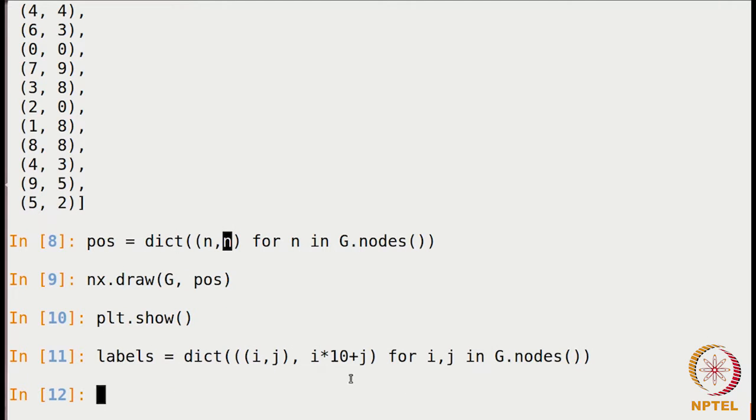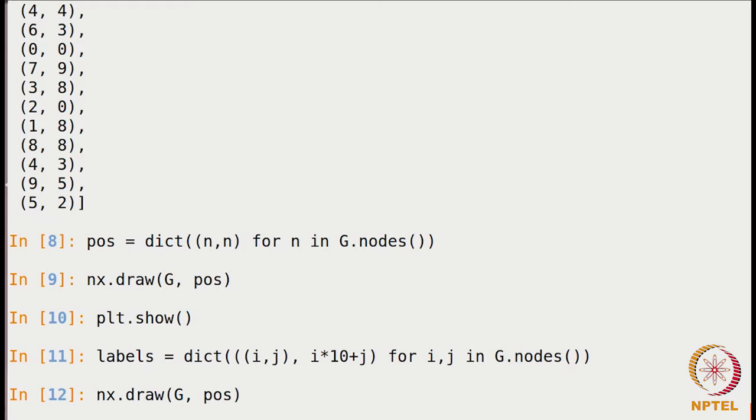So what I'm doing here is that to every node which is ij, like here, like (4, 3), I'm assigning a label which is i into 10 plus j. In the case of (4, 3), it will be 43. So that label I'm assigning to every node, and that information I'm keeping in the form of a dictionary called labels, which I'm going to use. So let me show you how we can do that.